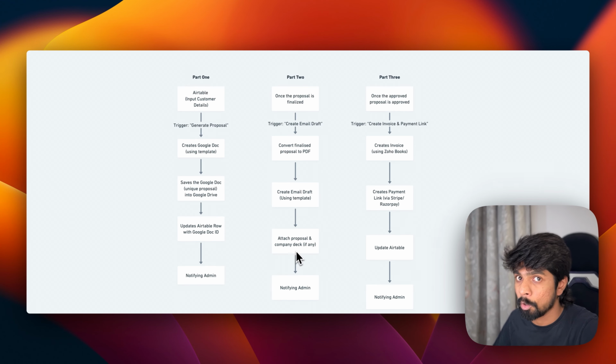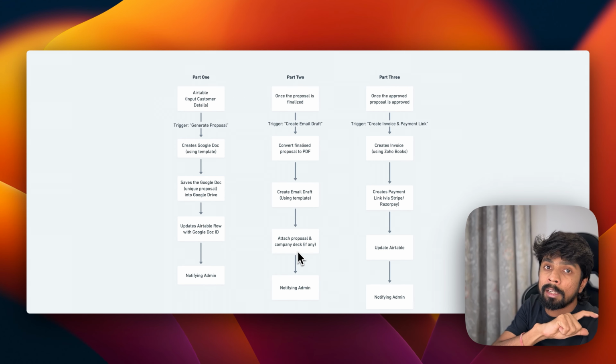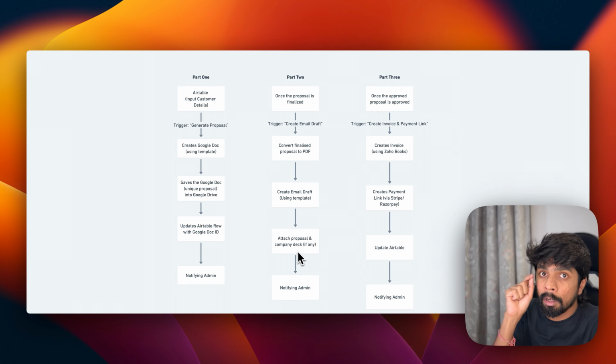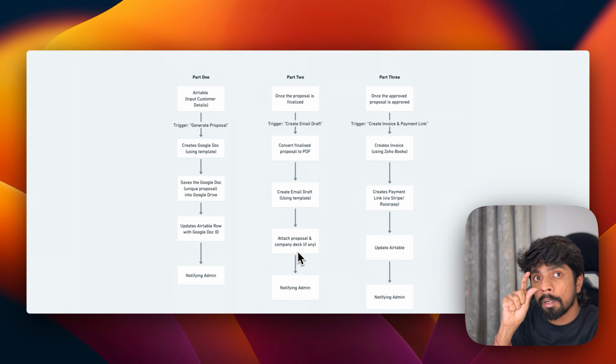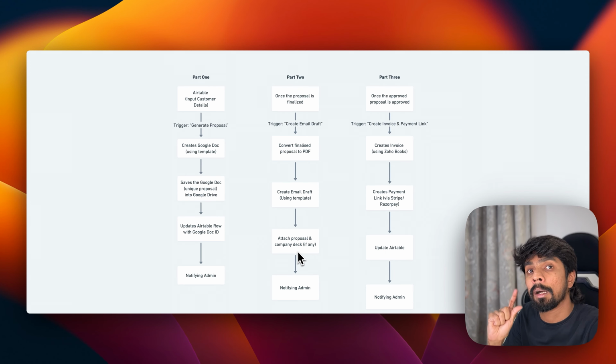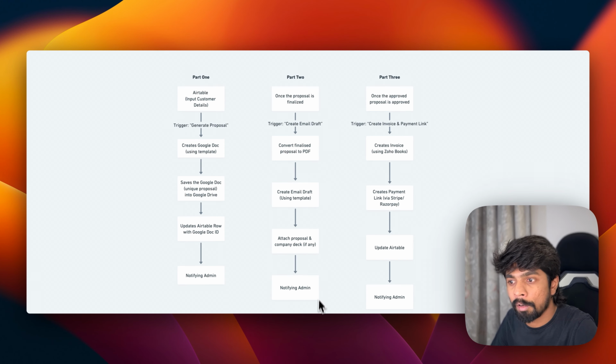and the company deck. You can again connect another variable called company deck to your product itself. So you can have company deck A attached, company deck A, email A, and proposal A. All these three things are attached to your product A, and then you can have a notification to the admin.